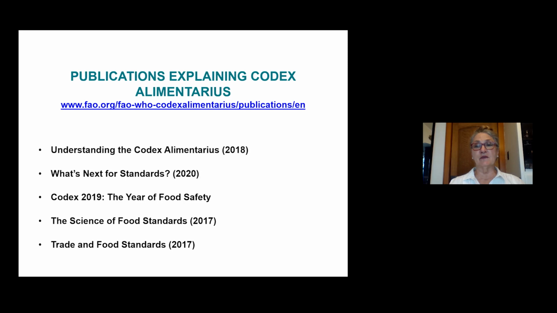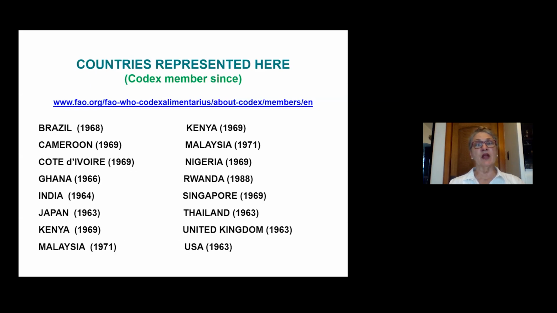So food safety has been seen as a very important thing, not only for the health of the citizens of your country, but also for trade. And there's the science of the food standards and the trade in the food standards, because most of you are part of the WTO. Trade is important, and you have agreed to use Codex Alimentarius as standards for trade and SPS. So here are the countries represented today and the years that your country joined Codex Alimentarius.